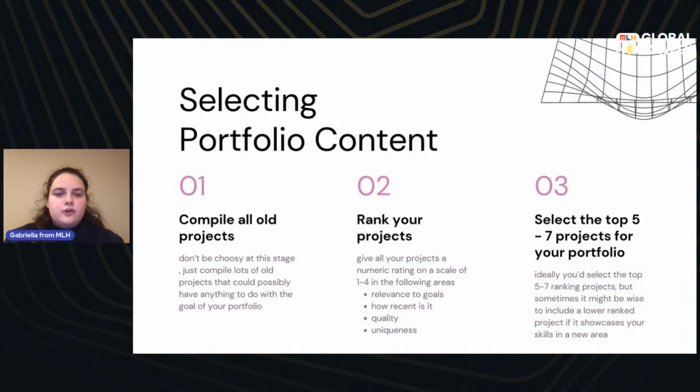And you want to give all of your projects a ranking on a scale of 1 to 4 in these following areas. They might be different criteria based on your particular tech stack or what you're looking to do. But I think these are pretty ambiguous and can be applied to a lot of different tech stacks and tech fields. So first is the relevance to goals. So in my instance, it would be how relevant is it to the field of data science? And secondly, how recent is this project? A lot of times, if your project is more recent, that's a good sign because it shows what your up-to-date skills are.